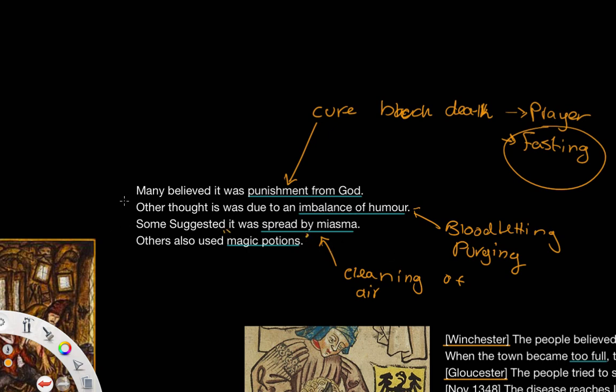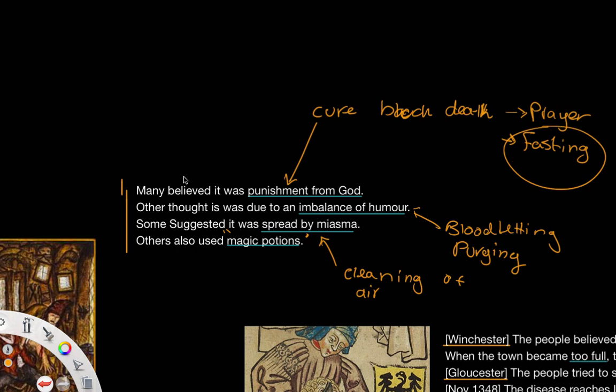So what we can see here when we look at the Black Death is that we see really the culmination of all of these supernatural and more natural practices and beliefs that were circulating around in medieval England all came together and were used extensively to try and cure people of the Black Death.